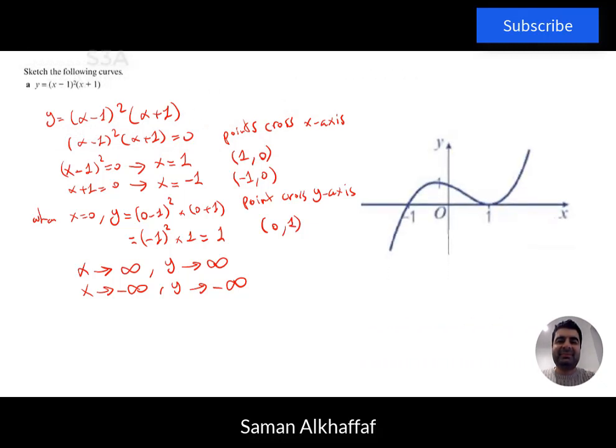So we would have the points 1 and minus 1, which is here, where it crosses the x-axis, and for minus 1 it would look here, and we also have the point where it crosses the y-axis, which is 0 and 1. And these are all the points where it crosses the x and y axes.